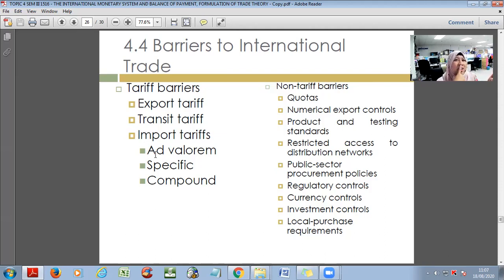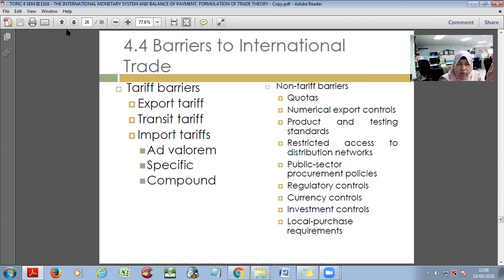And then, local purchase requirement, meaning to say you have some promotion when you buy local products. You have more and more priority and also facilities and benefits on that.